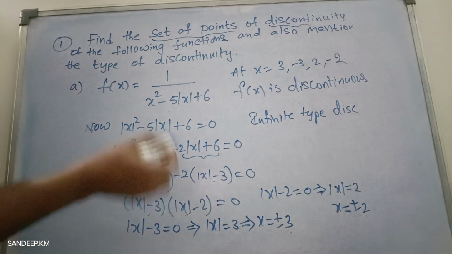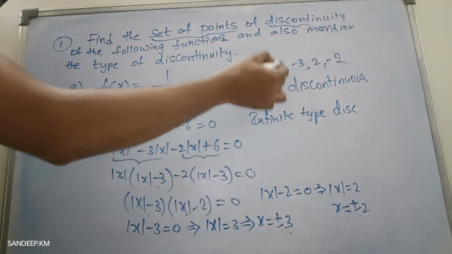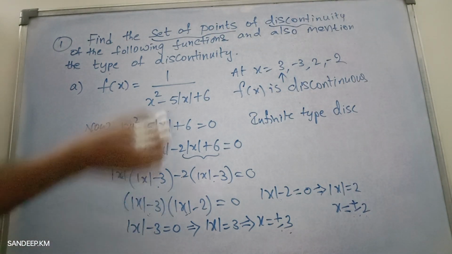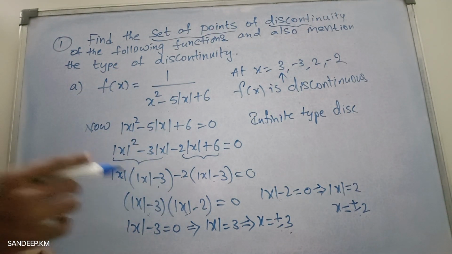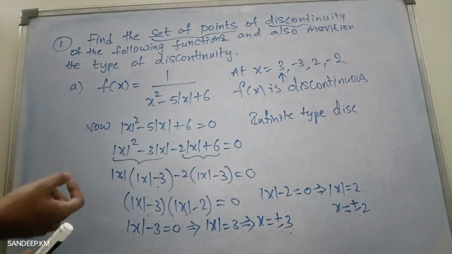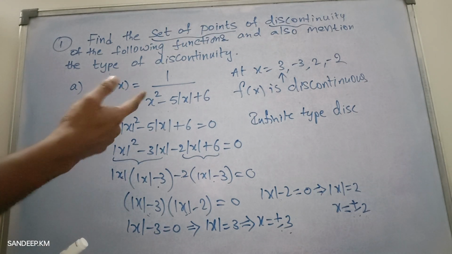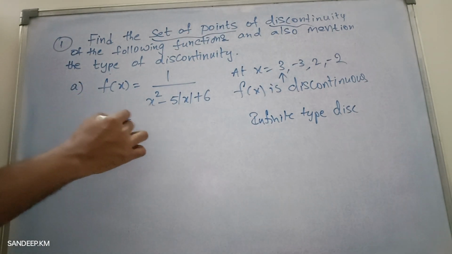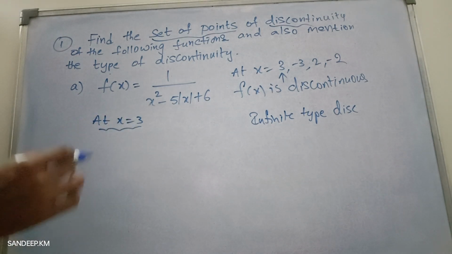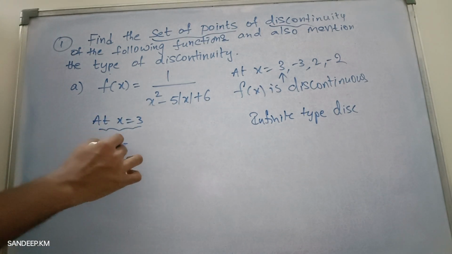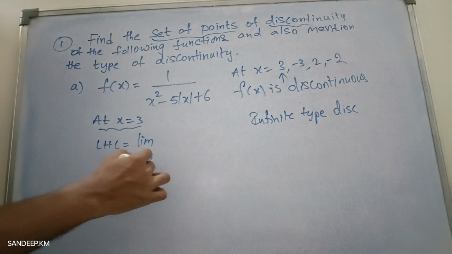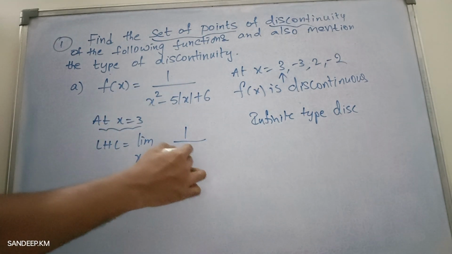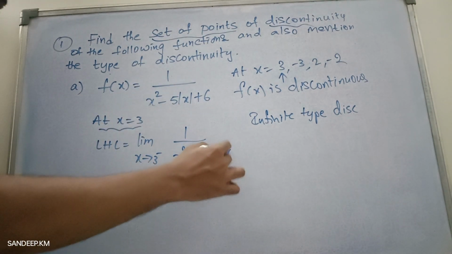Okay, now in this example, let me prove that at any one number, for example at x equal to 3, the function has infinite type discontinuity. For this, let us take the LHL of the function at x equal to 3. So at x equal to 3, dear students, I'm finding the LHL. LHL is limit x approaches 3 minus f of x, which is 1 divided by x square minus 5 mod x plus 6.